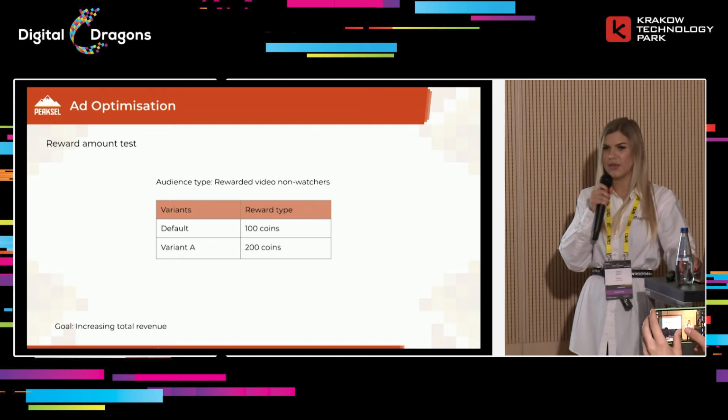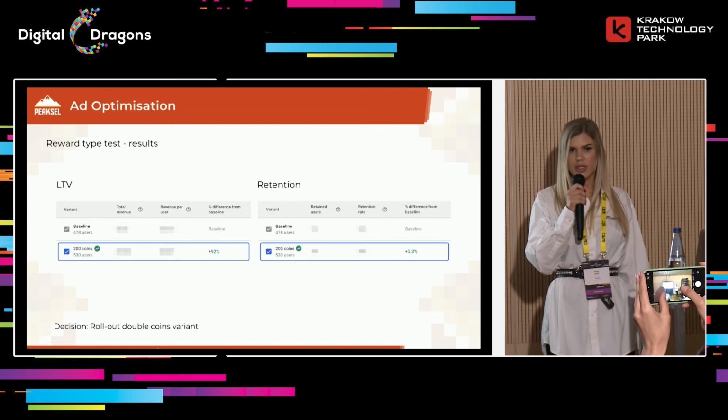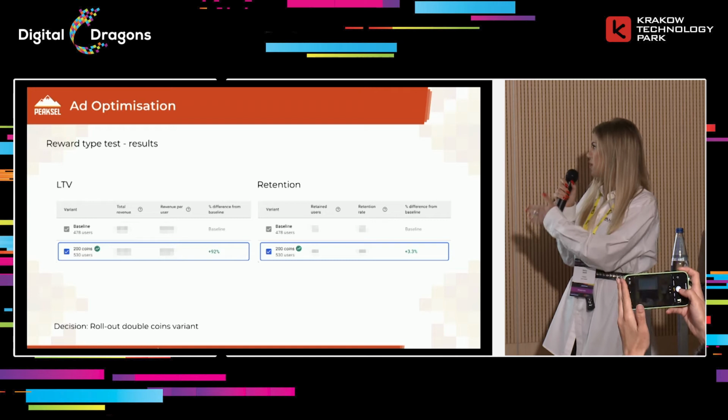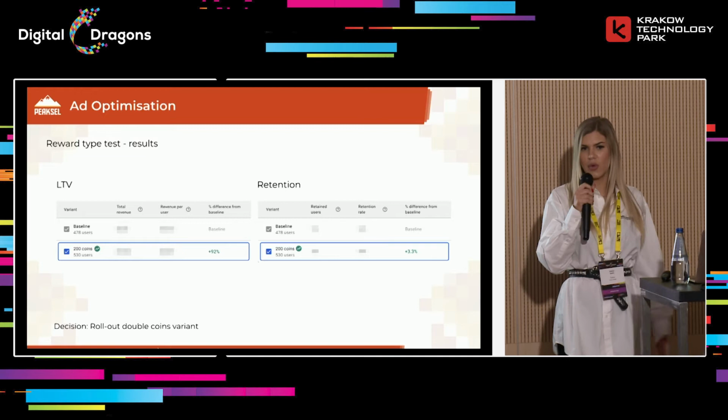And we found out that for non-watchers, it's better to have more coins for them so that we can engage them more. So you can see the improvement in retention and also in LTV. So of course, we did roll out a double coins variant for them.